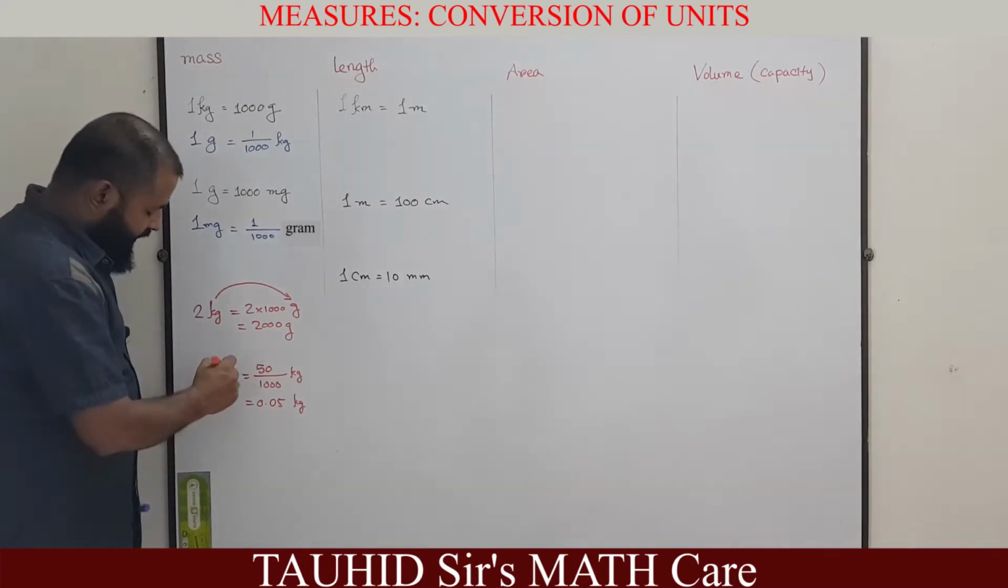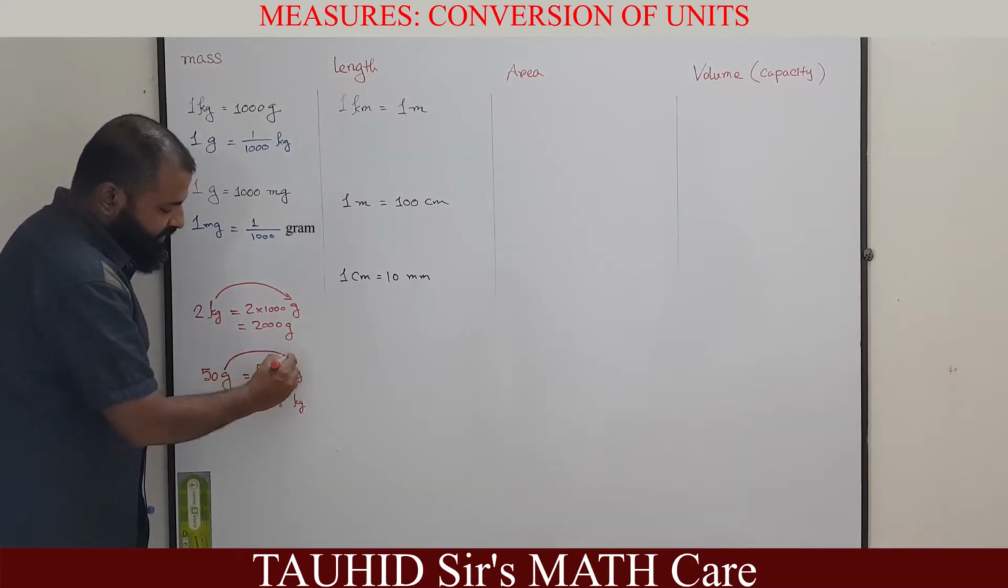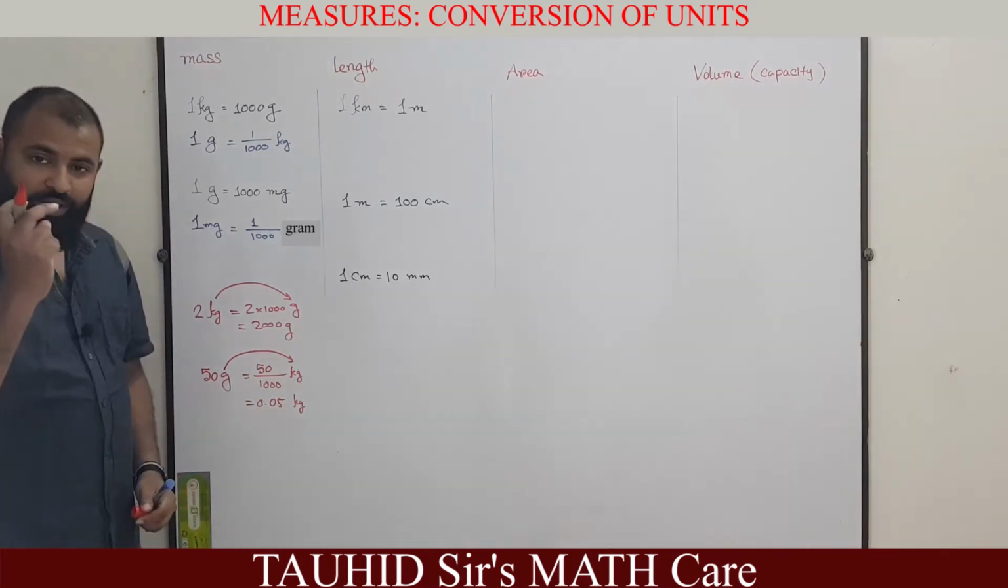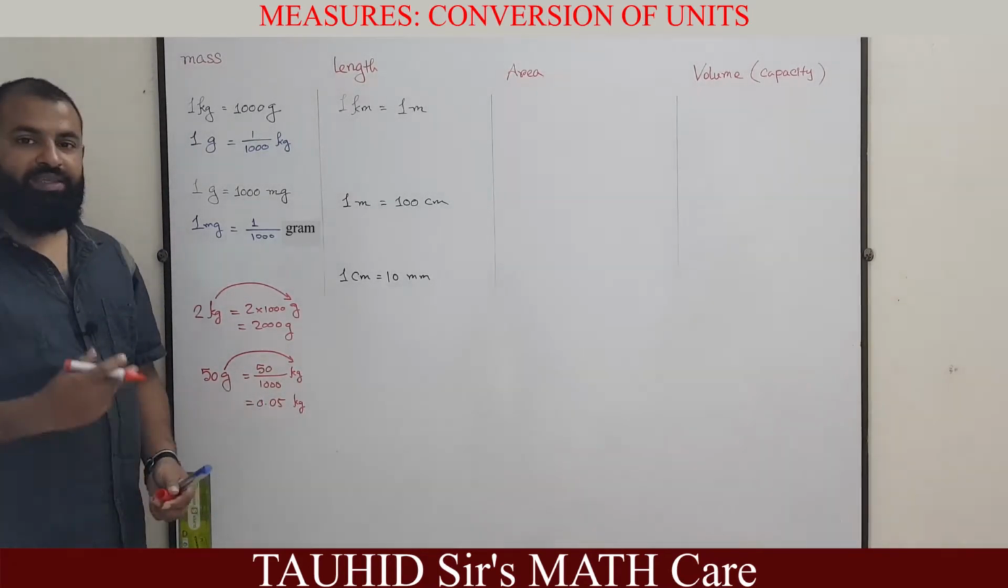When you are converting from a larger unit to a smaller unit, the value will increase, we will multiply. And when you convert from a smaller unit to a larger unit, the value will reduce, we will divide. This is the fact here.